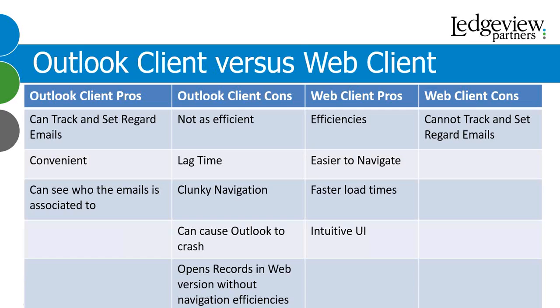With the web client, it's very, very efficient. As Christina said, I'm a big fan of the web client, but the main reason for that is the navigation. It's easier to navigate, and it's more efficient because of that navigation. Everything is available in your top blue ribbon on every screen. You have faster load times because you're not going between Outlook and then launching a CRM web page from Outlook. And as I touched on, it has an intuitive UI, which is a user interface.